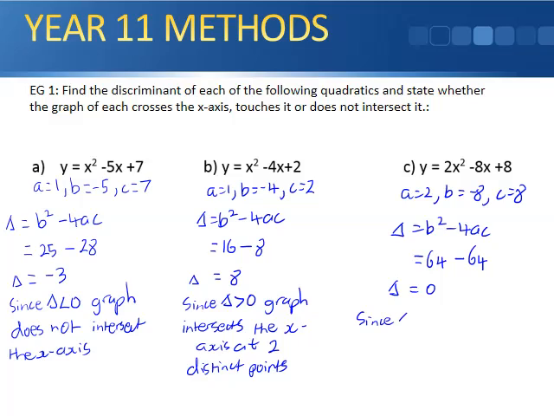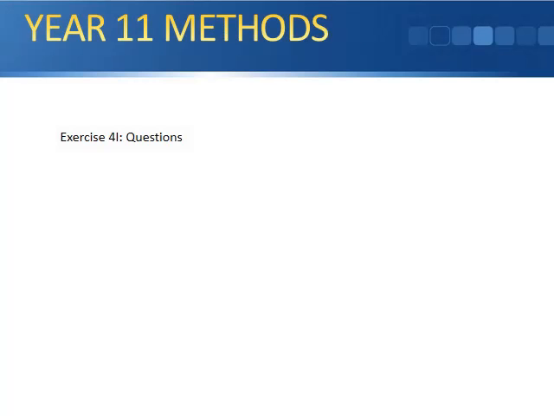Now, since the discriminant equals 0, the graph, and you guessed it, touches the x-axis at 1 point. And that's your exercise 4I.